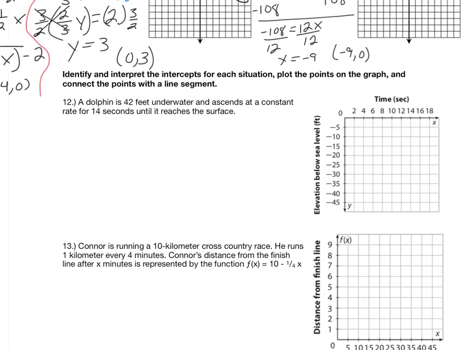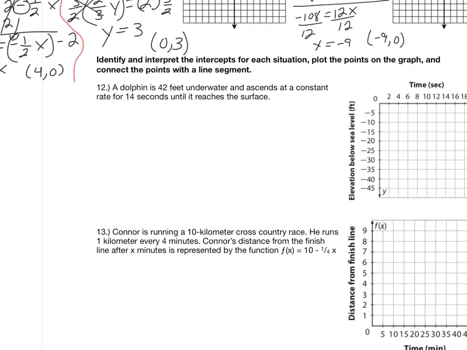Identify and interpret the intercepts for each situation. Plot the points on the graph and connect the points with the line segment. So a dolphin is 42 feet underwater and ascends at a constant rate for 14 seconds until it reaches the surface. So where does this dolphin start? 42 feet underwater. So underline that, underwater.